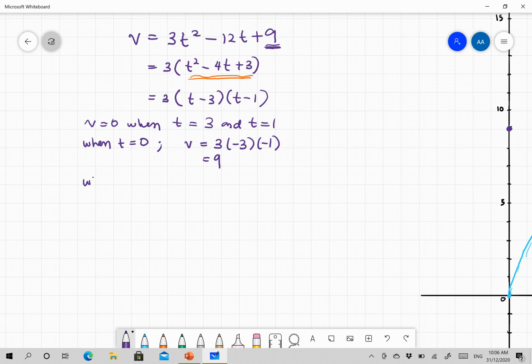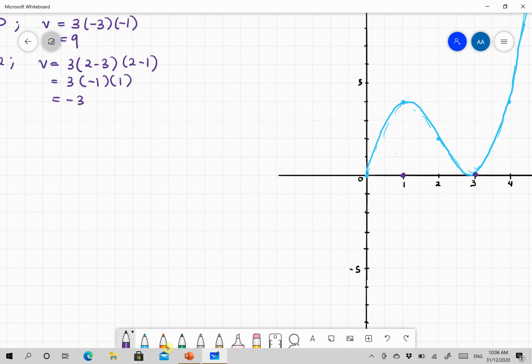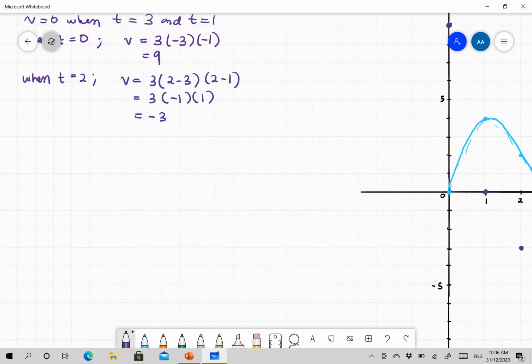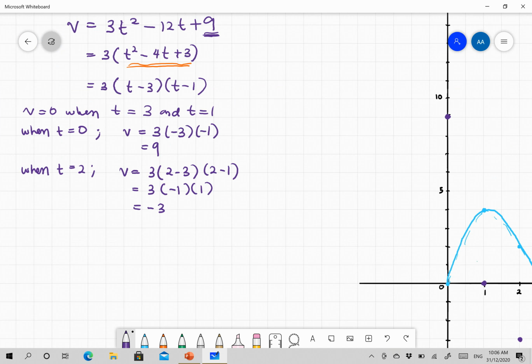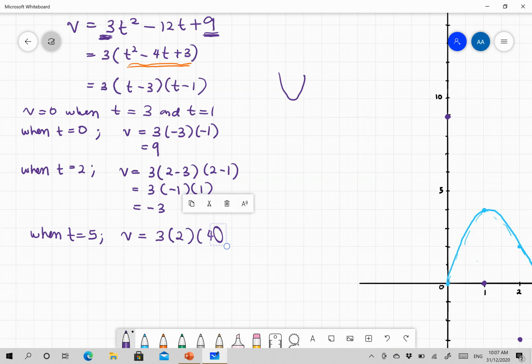Now, how about when t is equal to 2? When t is equal to 2, v is going to be 3 times 2 minus 3 times 2 minus 1. So here we have 3, negative 1, and 1. So it is negative 3. So when t is 2, this is equal to negative 3. And since we know that this is just a quadratic function, and the coefficient here is positive, we know that the graph is going to be smiling like this. So perhaps we can consider the last point, which is t is equal to 5. So when t is equal to 5, v is going to be 3 times 5 minus 3 is 2, 5 minus 1 is 4. So 3 times 4 is 24. Okay, so this is going to be equal to 24.